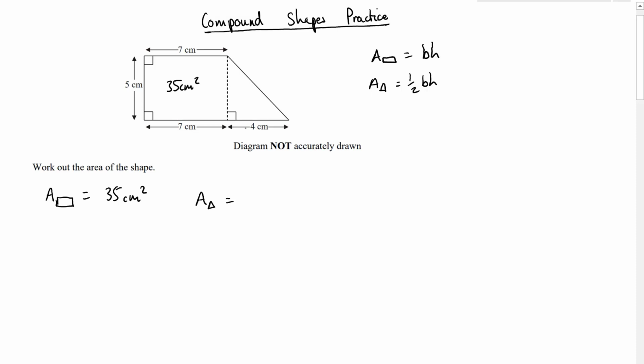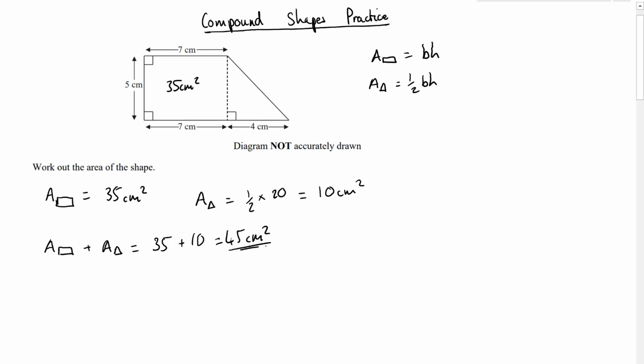So this is 4 as a base, 5 as a height, which would give us half times 20. When we do 4 times 5, we get 20. Taking a half of that, we get 10 centimeters squared. In order to find the total area, we're just going to take the area of the rectangle plus the area of the triangle, which is going to be 35 plus 10, and so we get 45 centimeters squared for this area.